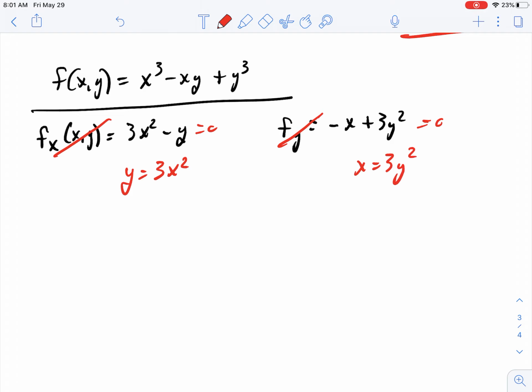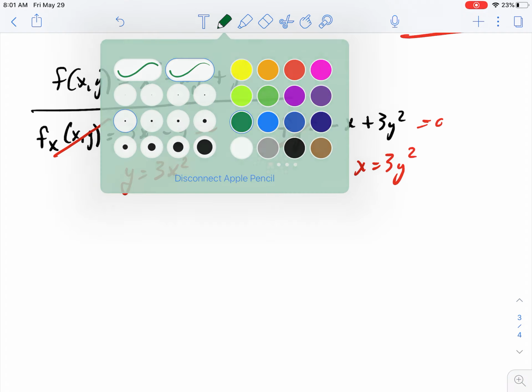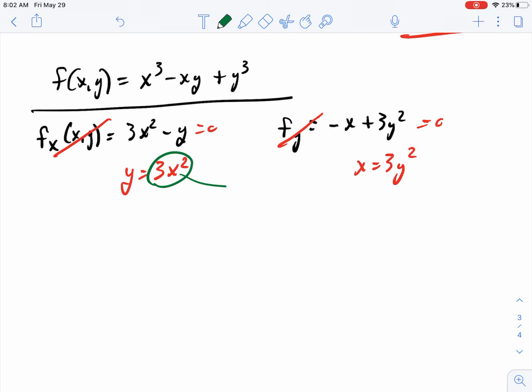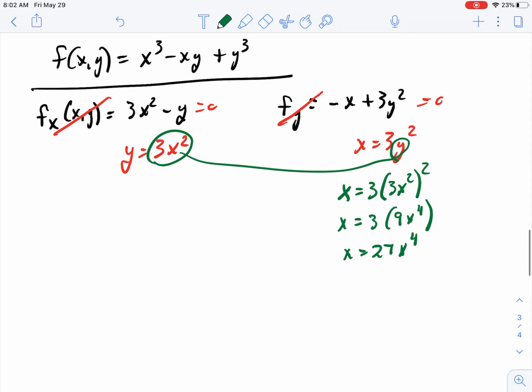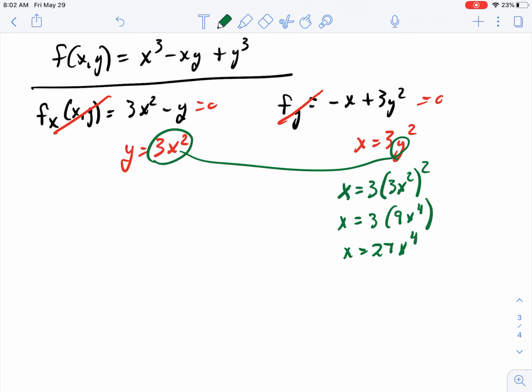So you have y equals 3x squared. Here you have x equals 3y squared. And it looks like I'm going to take this and plug it into there. Now I could go either way, but I'm just going to go that way. So x equals 3 times (3x squared) squared. So that would be 3 times 9x to the 4th, 27x to the 4th. And now I'll set it equal to 0 so I can try to find some factoring technique.